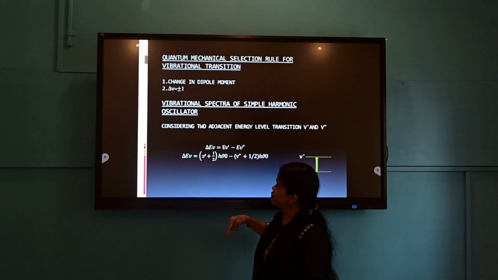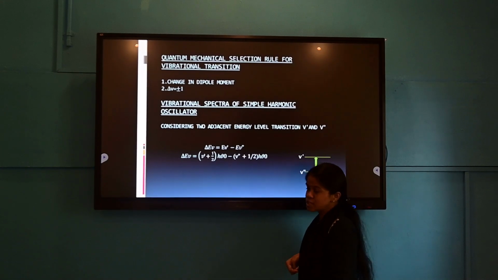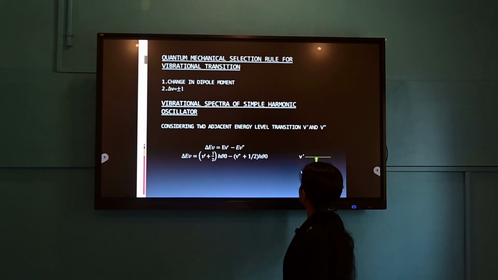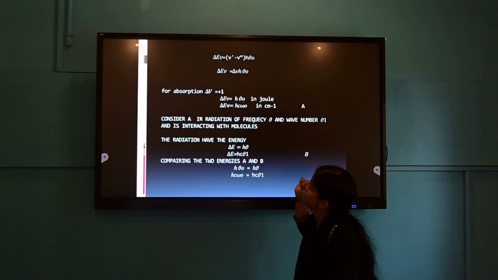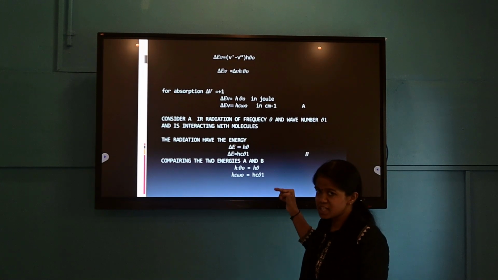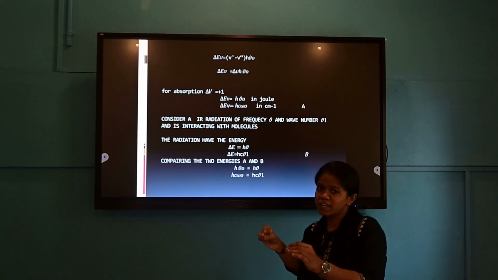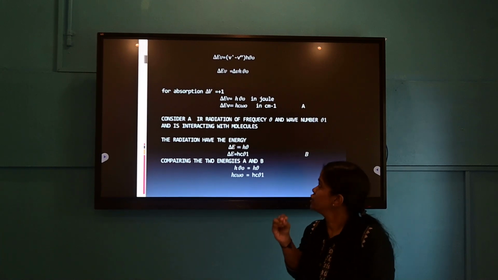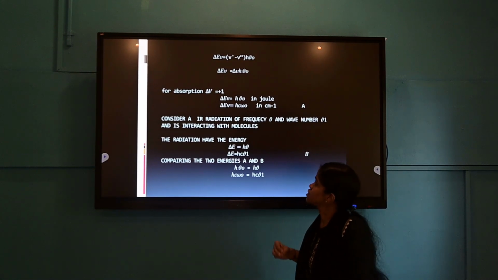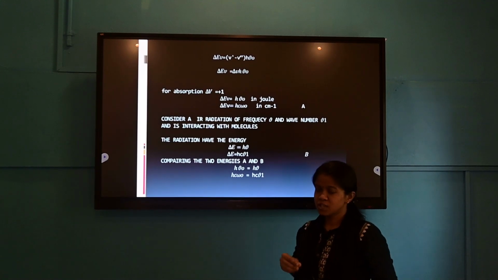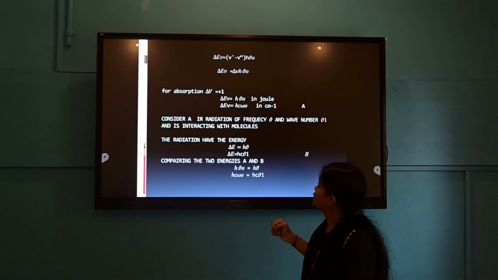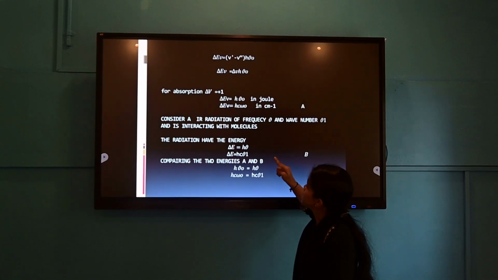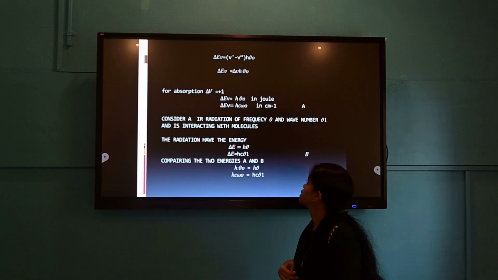So the equation becomes (V dash plus 1 by 2) times h nu 0 minus (V double dash plus 1 by 2) h nu 0. We can write delta EV is equal to (V dash minus V double dash) times h nu 0. V dash minus V double dash can be written as delta V. So delta EV is equal to delta V h nu 0. In the case of absorption, delta V becomes plus 1, so substituting, delta EV is equal to h nu 0 in terms of joule.